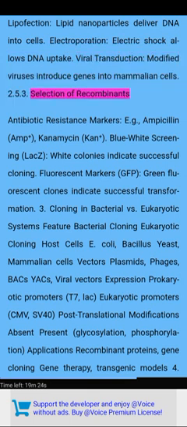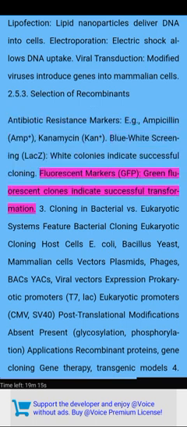2.5.3. Selection of recombinants. Antibiotic resistance markers, e.g., ampicillin (Amp), kanamycin (Kan). Blue-white screening: lacZ, white colonies indicate successful cloning. Fluorescent markers: GFP, green fluorescent clones indicate successful transformation.